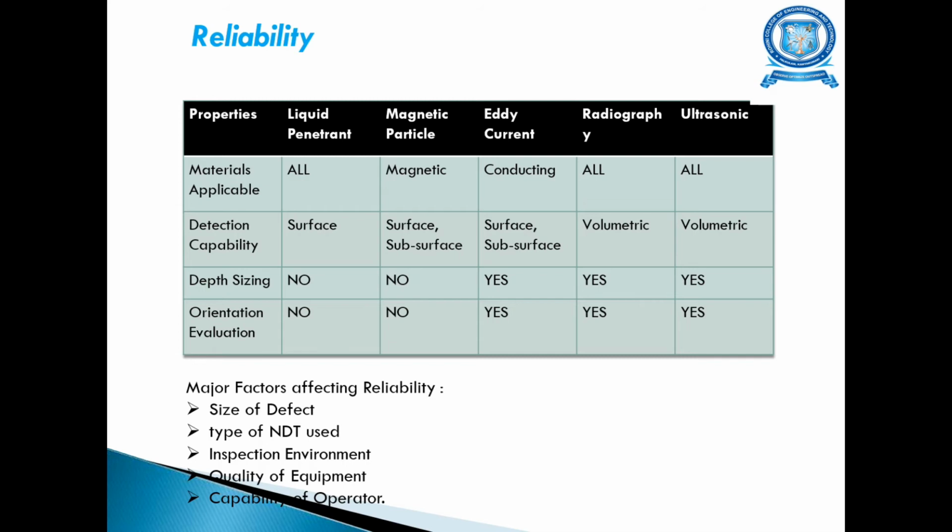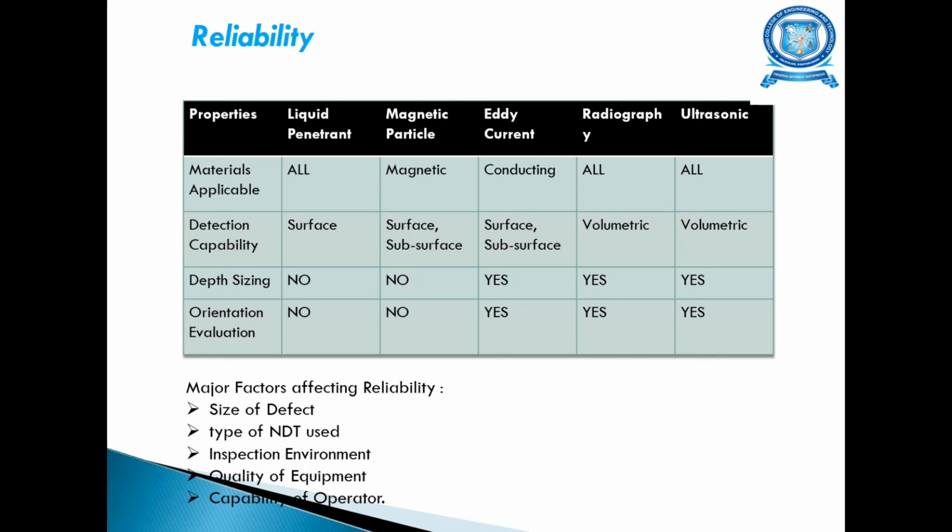And the depth sizing: for liquid penetrant and magnetic particle testing, you can find out the depth of the crack which is present inside the test specimen. Whereas in eddy current, radiography and ultrasonic testing, you can find out the internal cracks and the depth at which the crack has been located. And orientation evaluation for liquid penetrant and magnetic particle testing is not applicable, but in eddy current, radiography and ultrasonic testing, orientation evaluation is applicable.